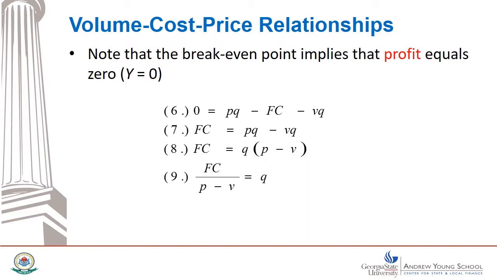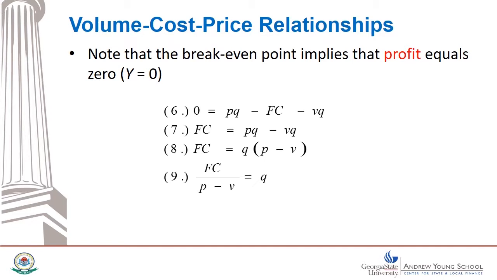Equation 7 is just moving the prior equation around using algebra to solve for fixed costs. Therefore, this equation now shows that fixed costs are equal to the product of price times the quantity, minus the product of variable costs times the quantity. Equation 8 moves the prior equation around to say that fixed costs are equal to quantity times the result of price minus variable costs.